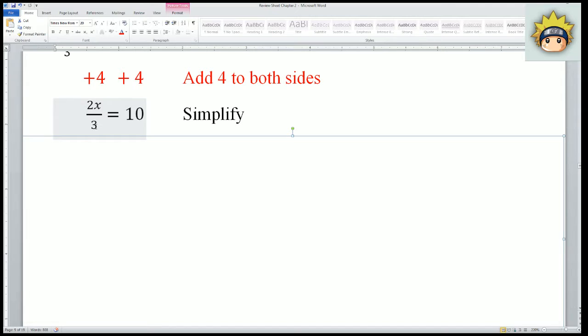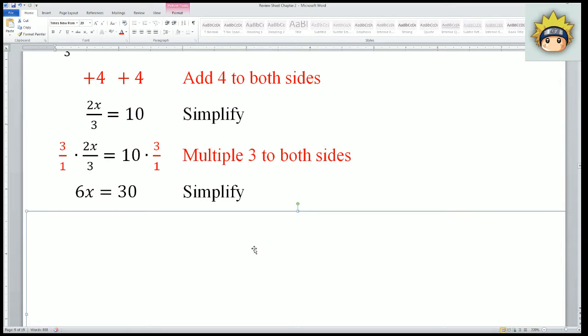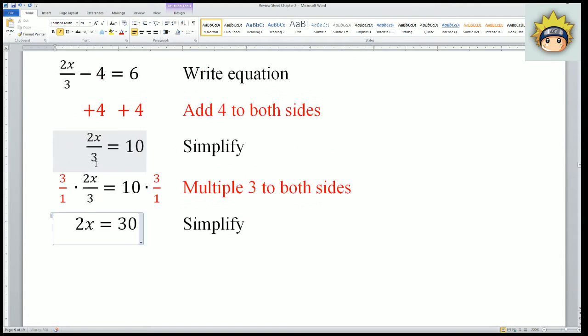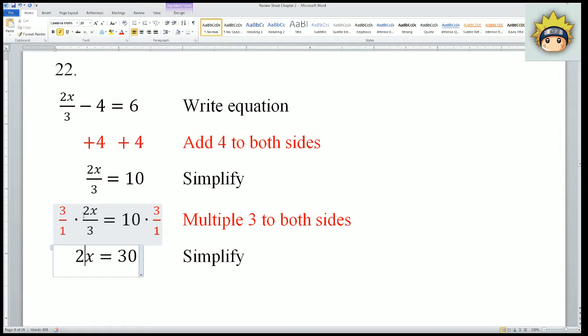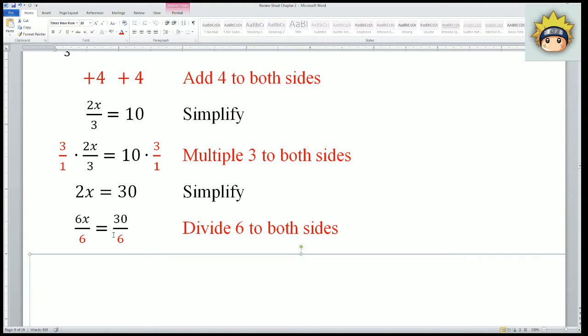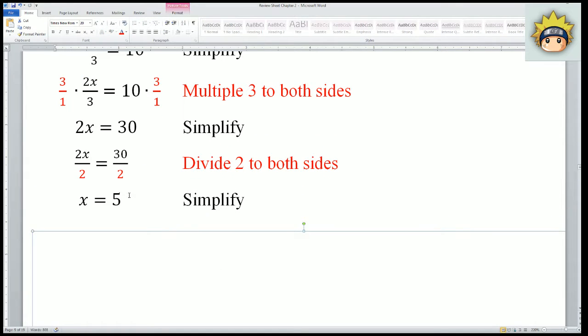How do I get rid of the divide by 3? I multiply by 3 to both sides. After I multiply by 3 to both sides, on the left-hand side I get 2x, and on the right-hand side I should have gotten 30. Good. What is left is just the 2x, and 3 over 3 becomes 1. So divide by 2 to both sides. Oh, I made an error on the board, it should be divide by 2 to both sides. 30 divided by 2 is 15.